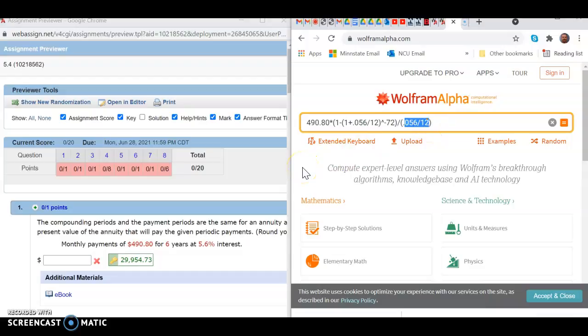So anytime you see an I in the equation and they give you an interest rate, it's more than likely annual, and you need to change it so that you divide by whatever the type of payment that you're making is.